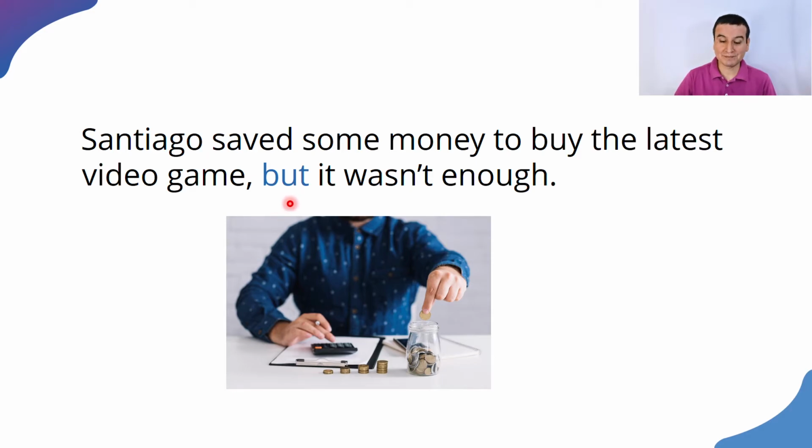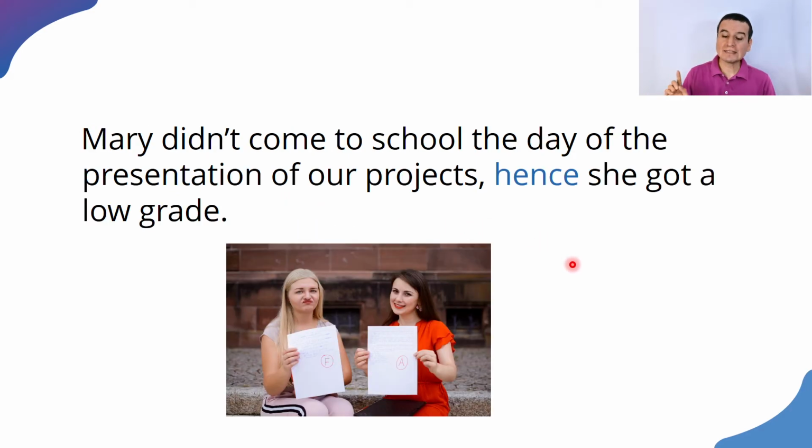The next one. Mary didn't come to school the day of the presentation of our projects. Hence, she got a low grade. She didn't come to school, she got a low grade. What is that? Cause and effect. Yes. So the cause being she didn't come to school, the result, the effect, is she got a low grade.